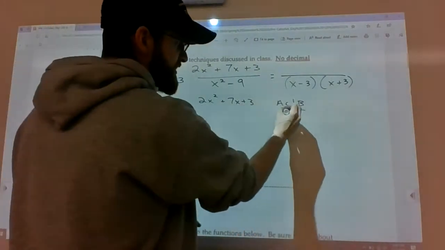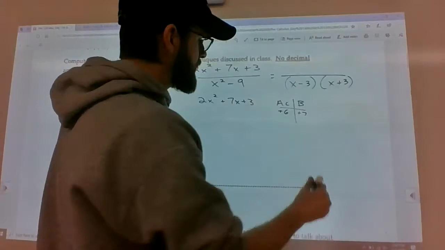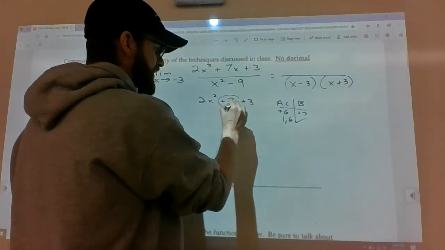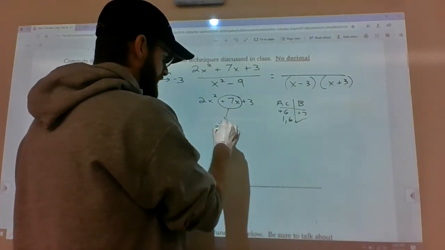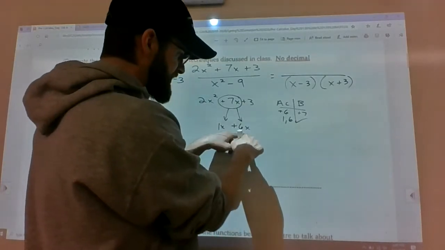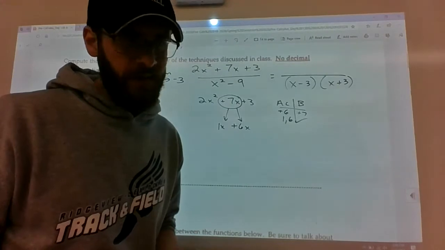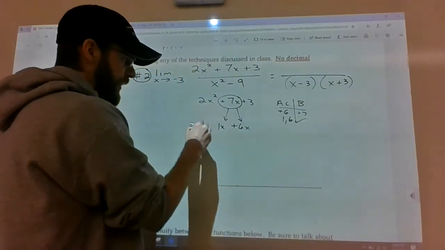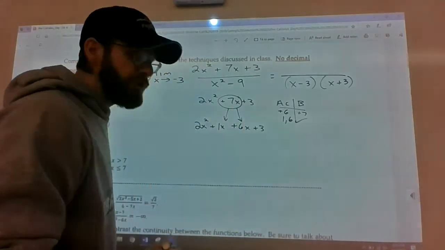2 times 3 is 6. The b value is plus 7. It's 1 times 6. Checks out. So what you do is you take this and you split it up into 1x plus 6x, because 1x plus 6x is 7x. I didn't fundamentally change this polynomial. I just rewrote the middle as 1x plus 6x. The 2x squared is still there, and so is this 3. Then you factor by grouping.